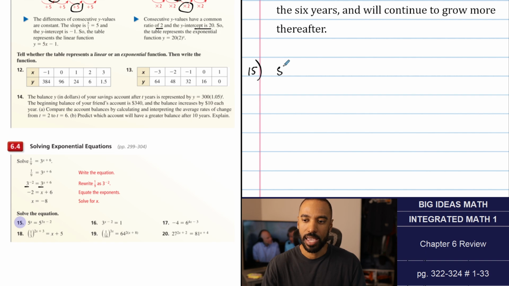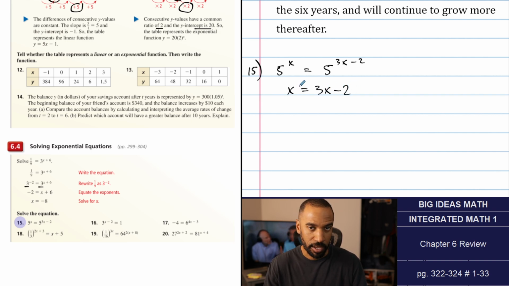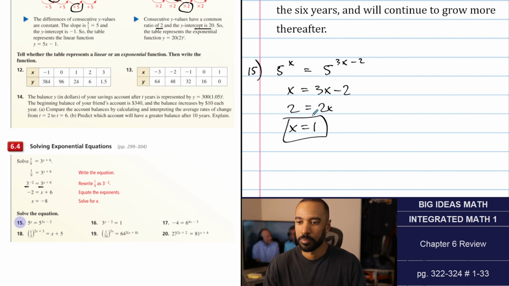All right, number 15, we have 5 to the x equals 5 to the 3x minus 2 power. Very basic in that the 5's are already the same. That means we can set the exponents equal to each other right now and solve. No, I'm not dividing by 5. I'm simply ignoring the 5's. I'm taking the logarithm of both sides. You won't know what that means for a couple years. Subtract x from both sides, add 2 to both sides, divide both sides by 2. You get x equals 1.